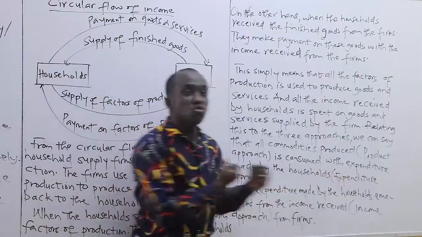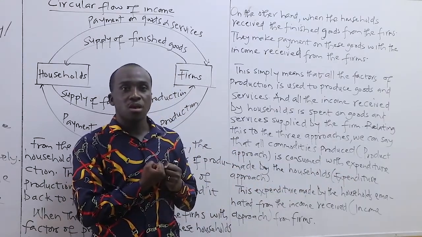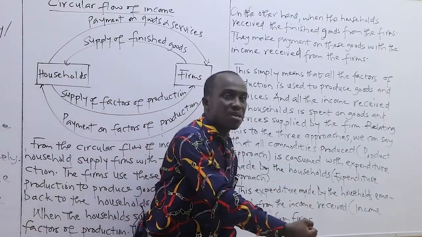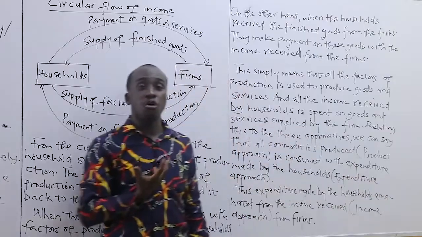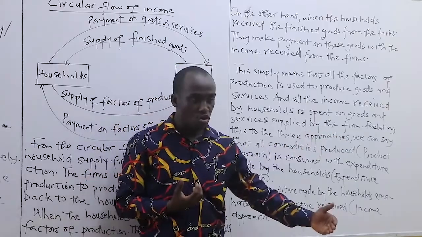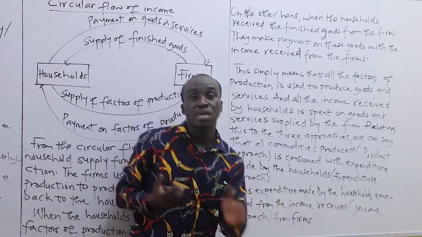All the goods produced, product approach, consumers spend on it. That's the expenditure approach. What do they spend from? They spend it from the income they receive from the firms. So the product approach should be equal to the expenditure approach. The expenditure approach should be equal to the income approach.